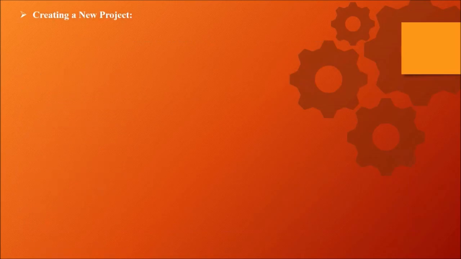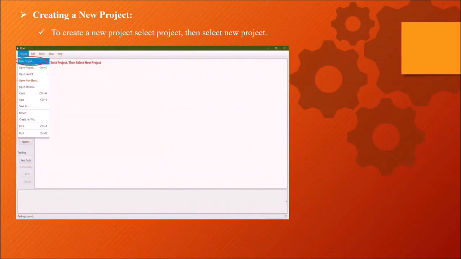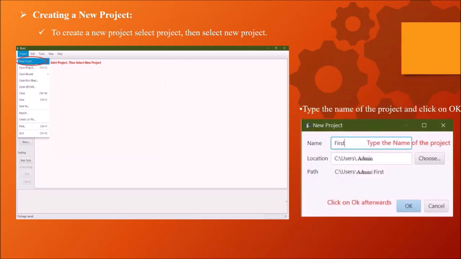To create a new project, select New Project in the Project menu. When you select it, a new project window will appear. Soon after that, you have to type the name of the project and just mention where you want to save the file before clicking OK.